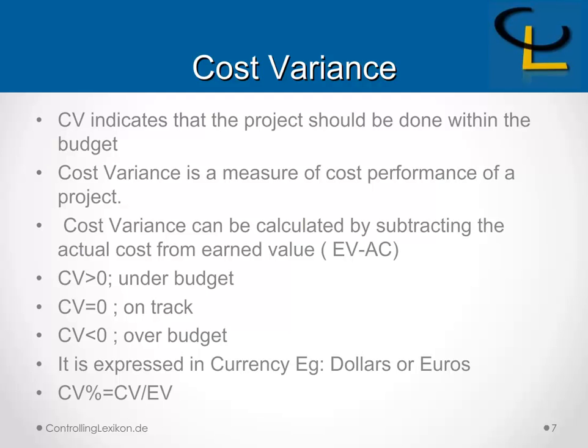If the result of CV is greater than 0, this means that the project is under budget. And if the result of cost variance is equal to 0, this means that the project is on track. And if the cost variance is less than 0, it means that you are over budget. If you want to calculate the percentage of CV, it is CV divided by EV, which is the earned value.